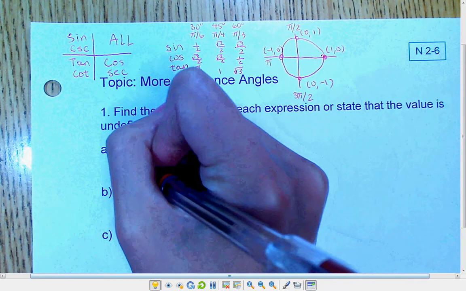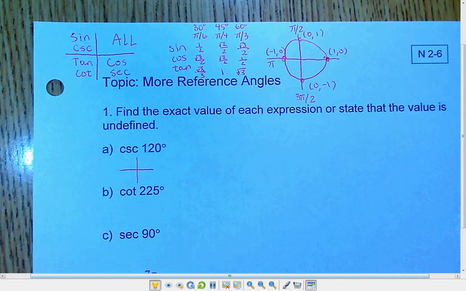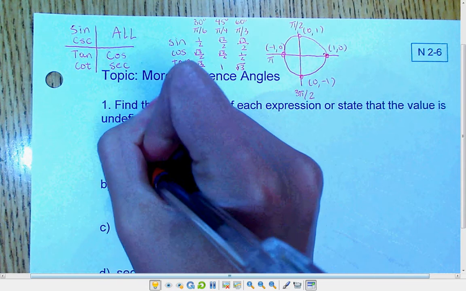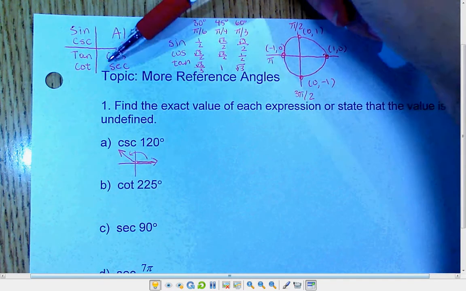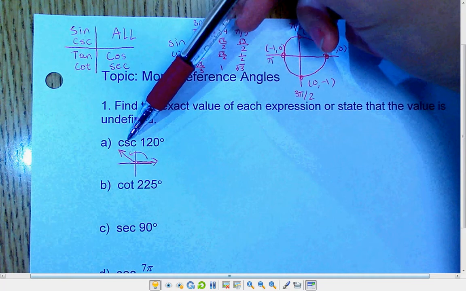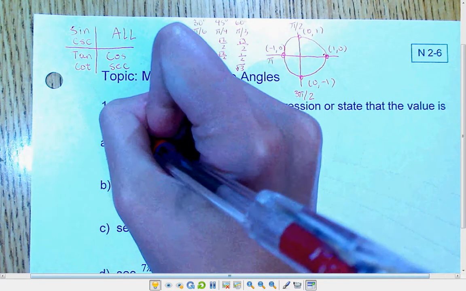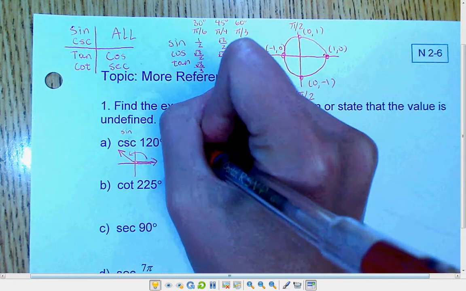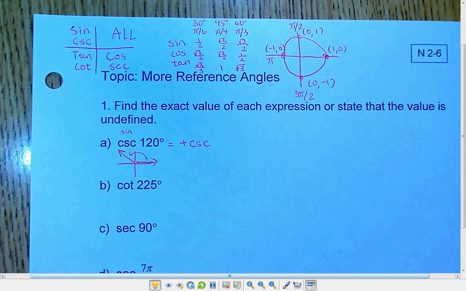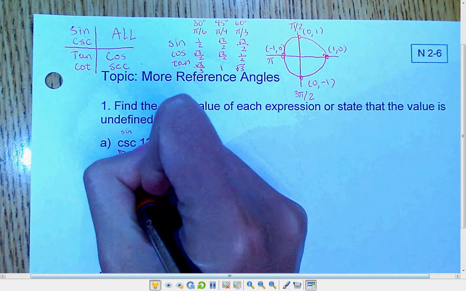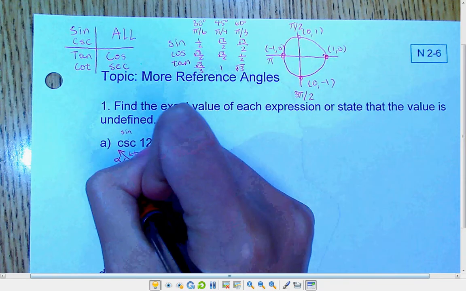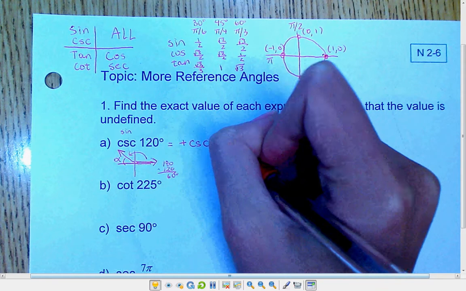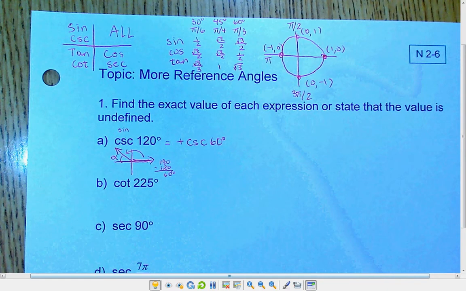So the first thing I'm going to do is draw my angle, just like I did yesterday. 120 degrees is in the second quadrant. So if I look at All Students Take Classes, cosecant is the reciprocal of sine. Right, so because sine is positive, cosecant is also positive in the second quadrant. Now let's find the reference angle. 120 degrees is how many degrees away from the x-axis? So 180 minus 120 gives you 60 degrees. So we're finding cosecant of 60 degrees.